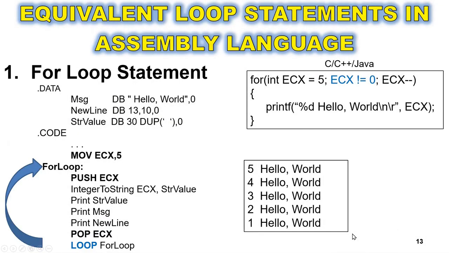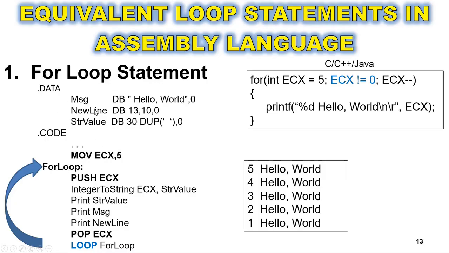Let us convert this C for loop statement, which is programmed to repeat 5 times and display the message hello world 5 times, using the assembly language machine instruction loop. First and foremost, I declared some memory variables in the data segment.